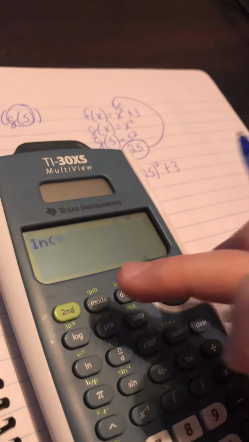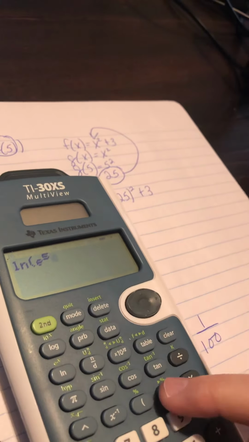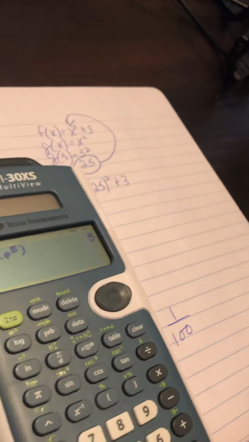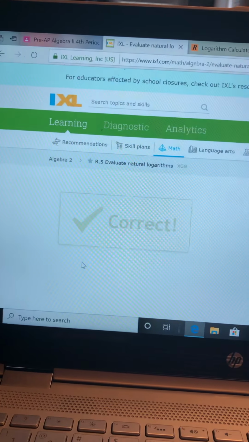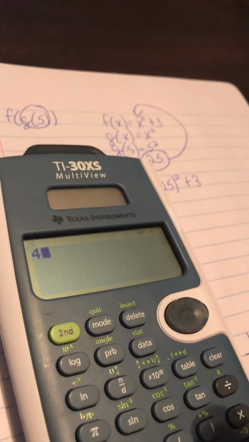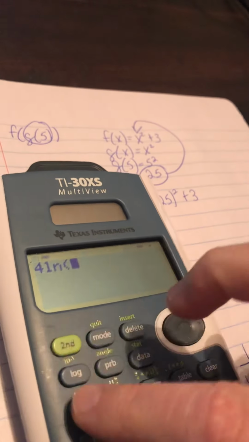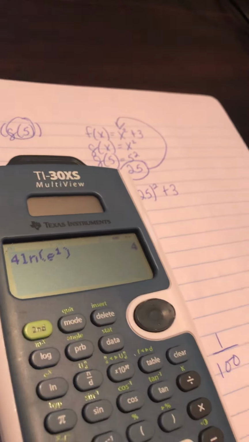So ln of e to the 5th power. I got 5. So this one says 4 ln e. So 4 ln e, and it's making me type in an exponent. See how there's no exponent here? I'm just going to put a 1, because anything to the 1st power is just the same thing again. So that's 4.